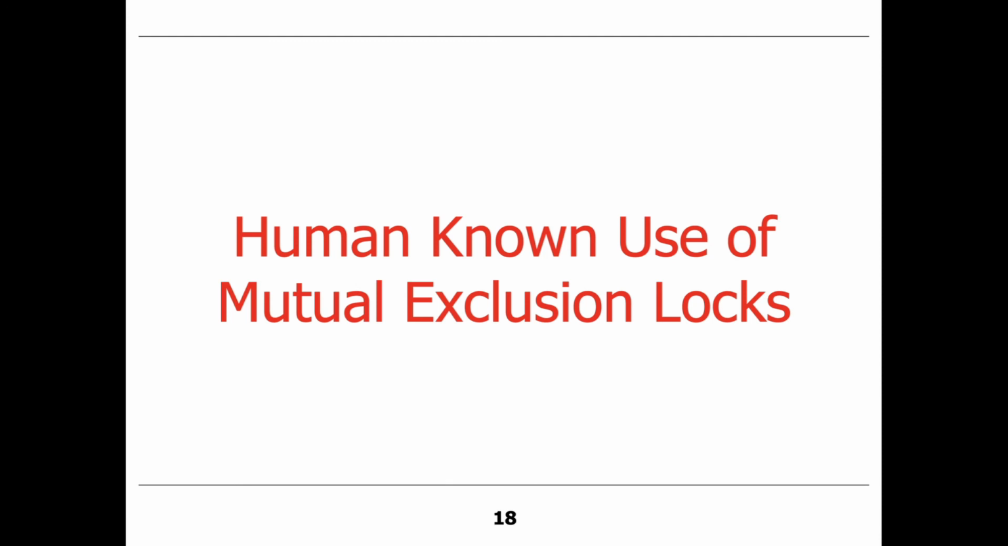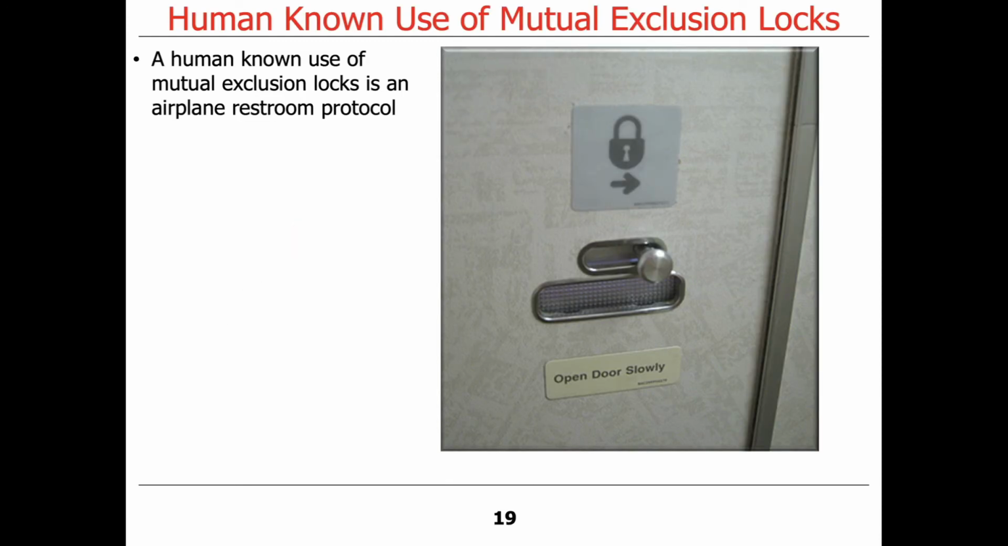Let's talk briefly about a human-known use of mutual exclusion locks and the mutual exclusion protocol. That would be the protocol for getting access to the restroom in an airplane. If you've ever flown in an airplane and had to go to the restroom, you've probably seen this kind of scenario and protocol.